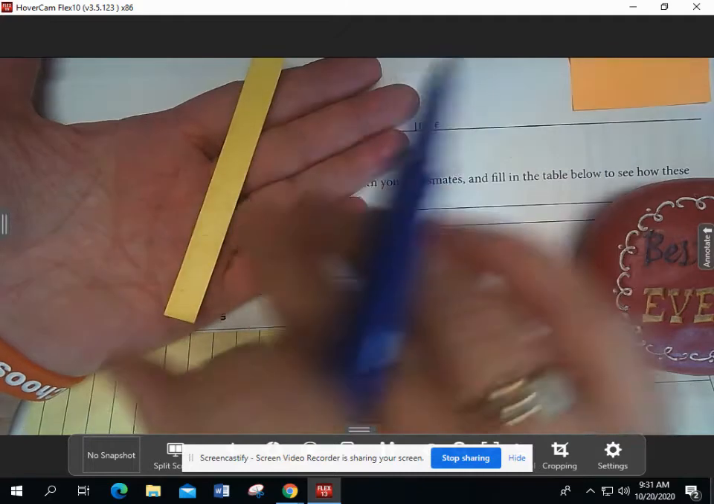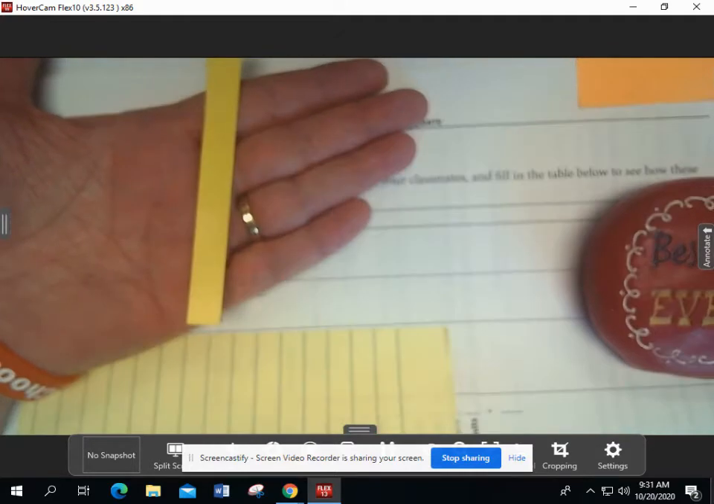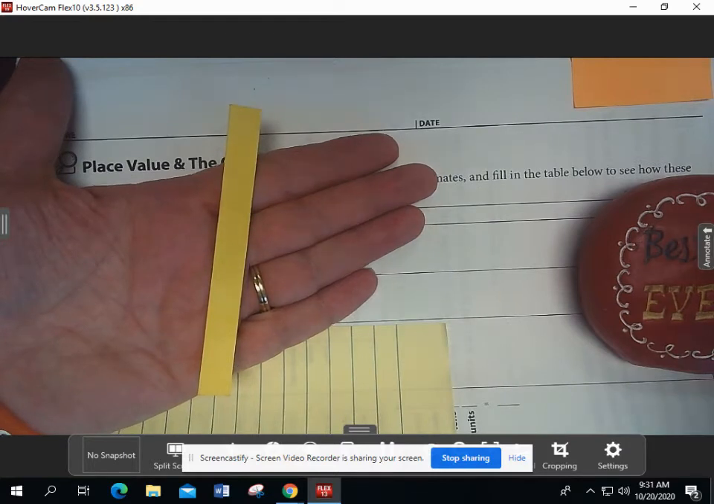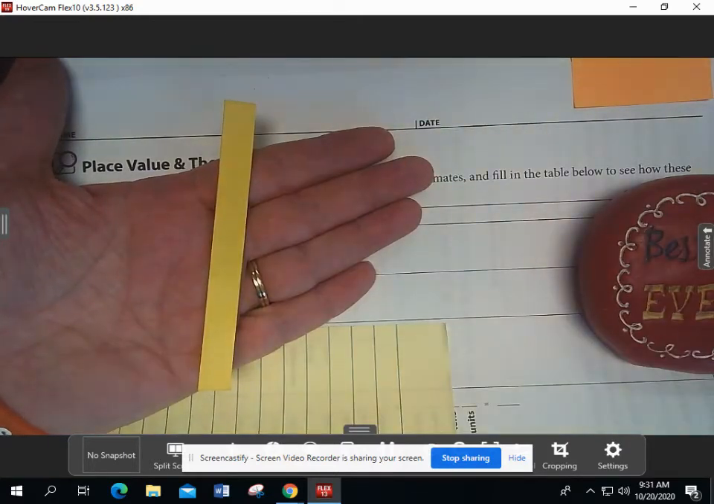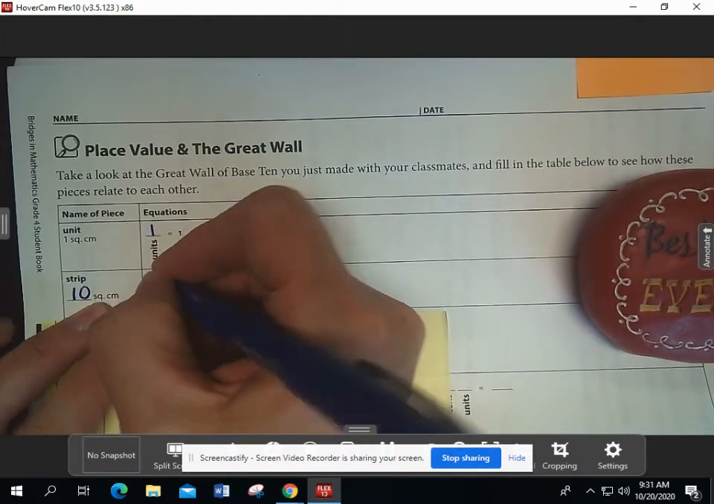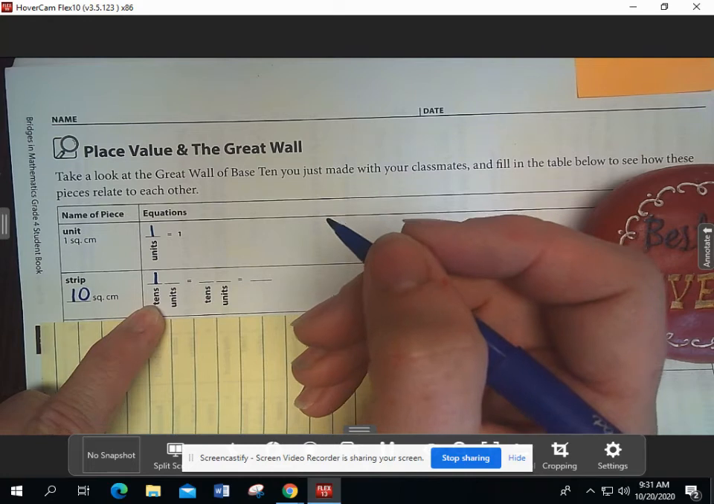I'm holding how many? No, there's no black lines in there. How many of these yellow things do I have in there? Or how many yellow pieces do I have? Adrian? 1. It's kind of scary to think of it like that, but it is a 1. Do you see how I put that right above the 10?